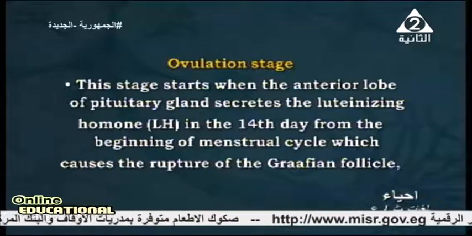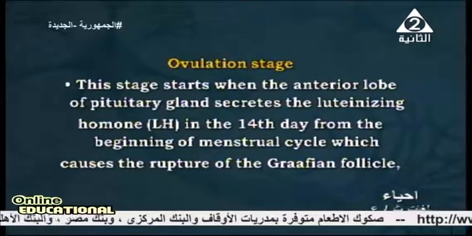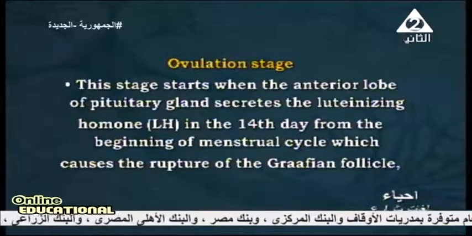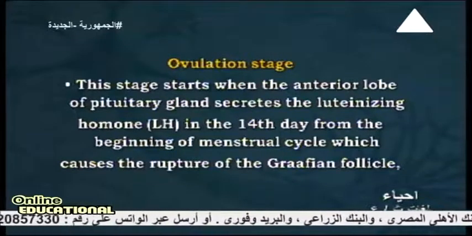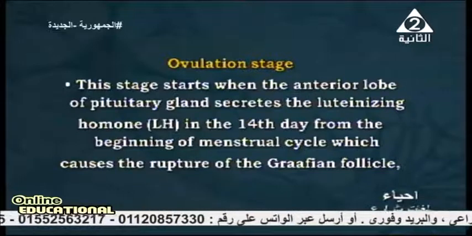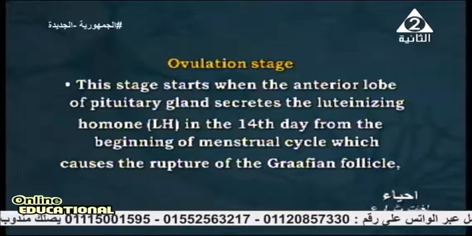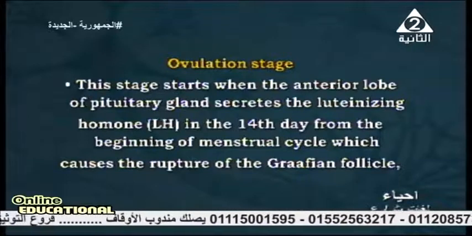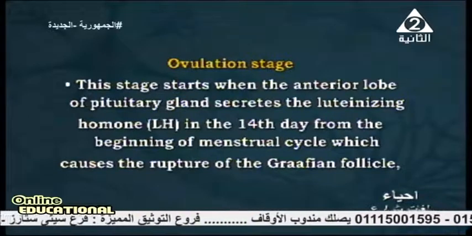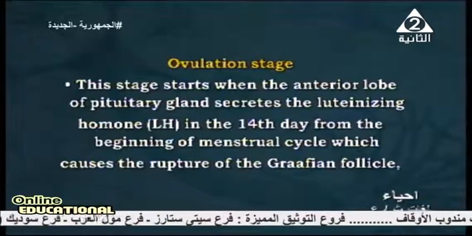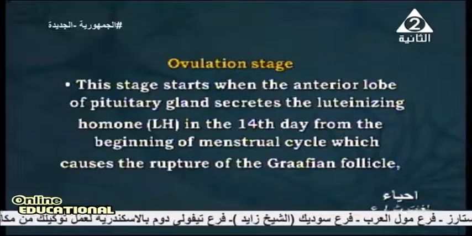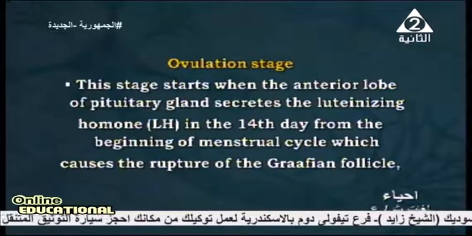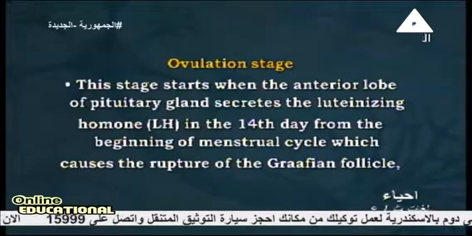The first 10 days of the menstrual cycle are for the growth of the Graafian follicle. After that, from the 14th day, what happens? The LH hormone is secreted by the action of the pituitary gland, and this causes the rupture of the Graafian follicle. When the Graafian follicle ruptures, it means the ovum is produced.